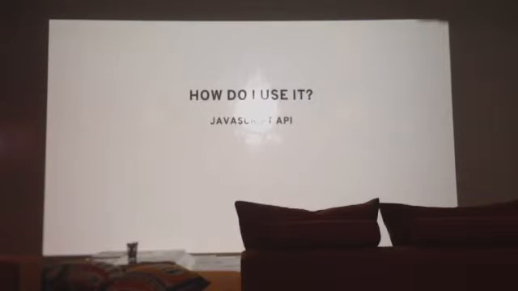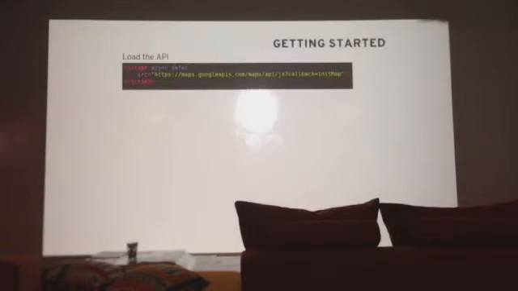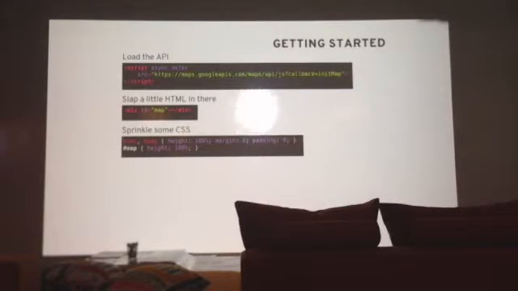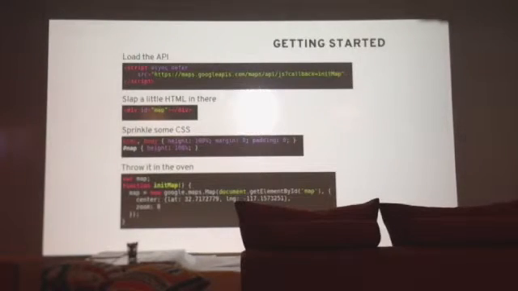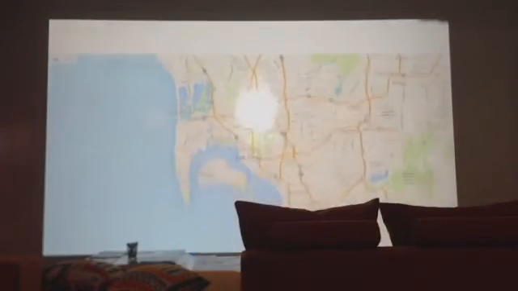Here is how to use the JavaScript API. You load the API like so. Add a div for your map, and give it some dimensions, and there's your JavaScript. You create a function that's called when the API is loaded, with the callback up there. Inside the function, you create a map, assign it to your map div, and give it the basic options of center and zoom. That's the very least you need to create a map like this.